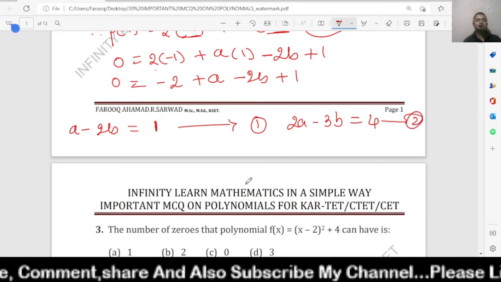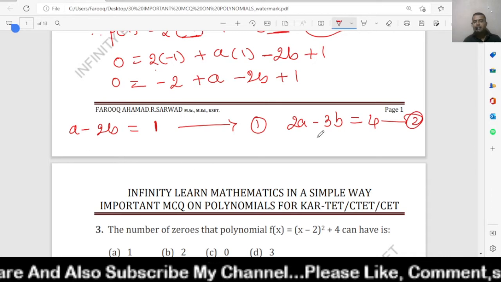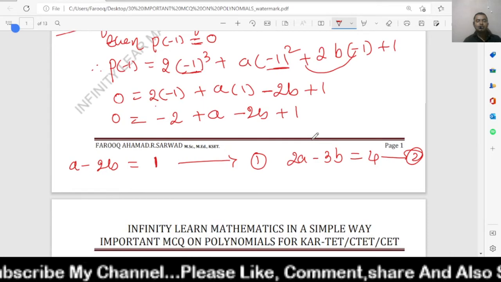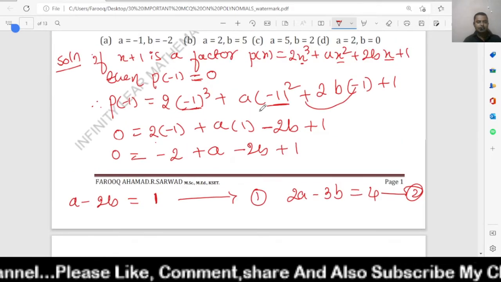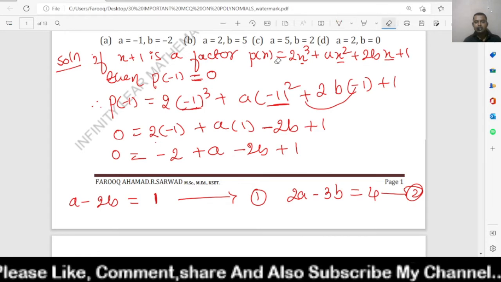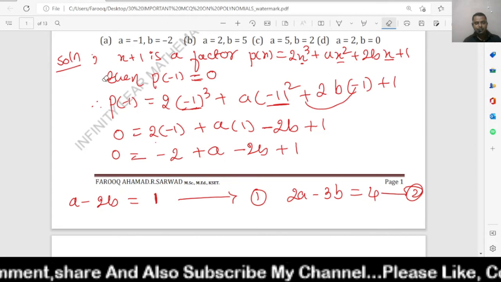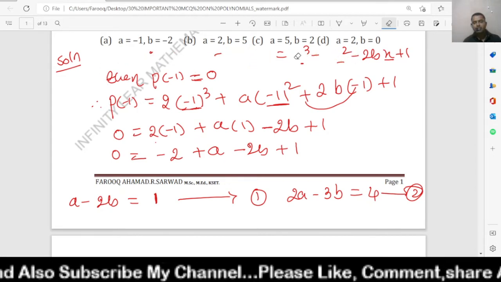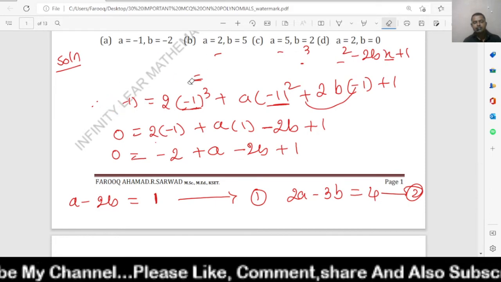Solving these equations: these are two linear equations in two variables, a and b. Use the elimination method or the substitution method, solve for a and solve for b, and you will get the answer. I will do that here also. I will rub this part because I don't have space for solving this one, so I will solve these two equations and find the values of a and b here. Wait a minute. Hope you guys are getting the things.